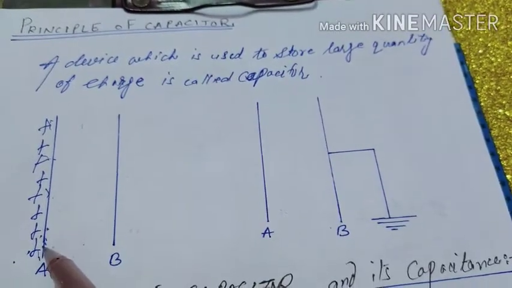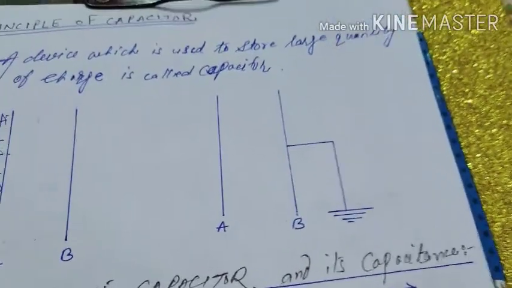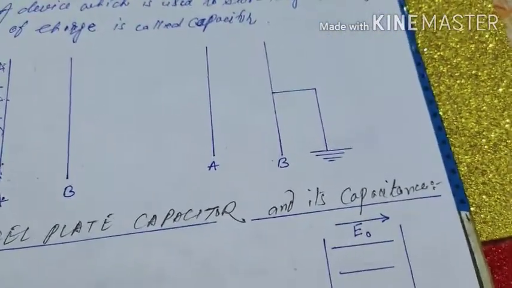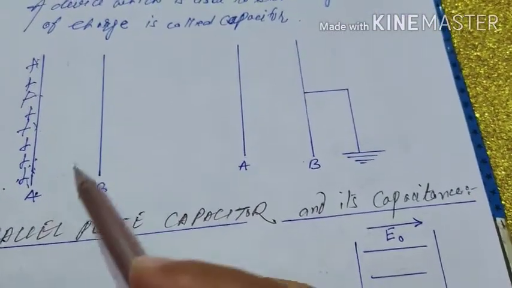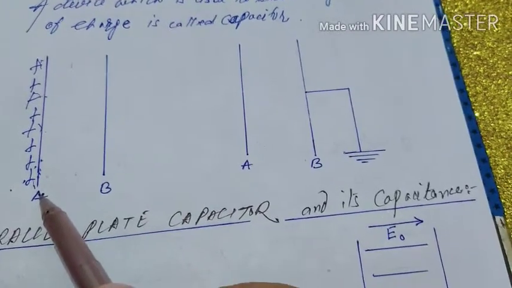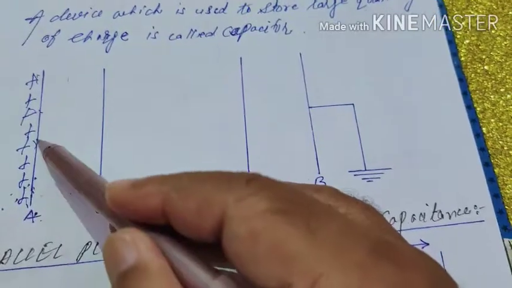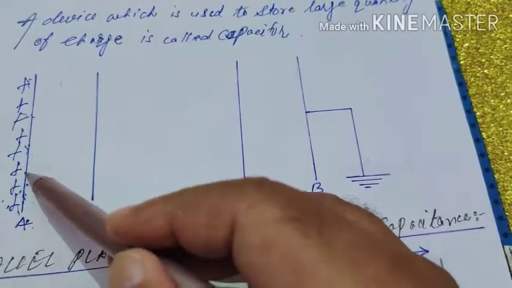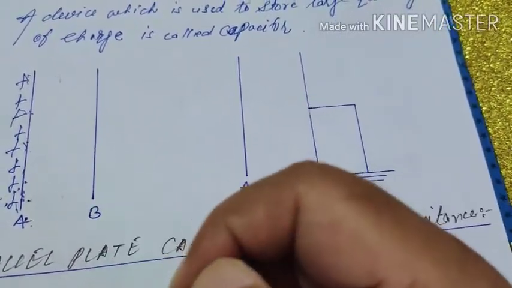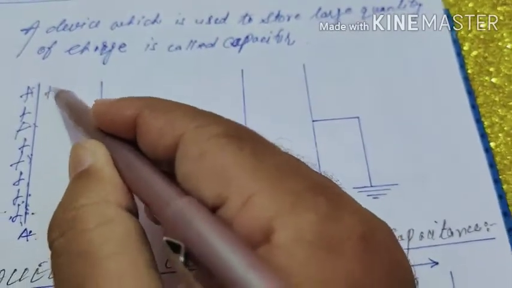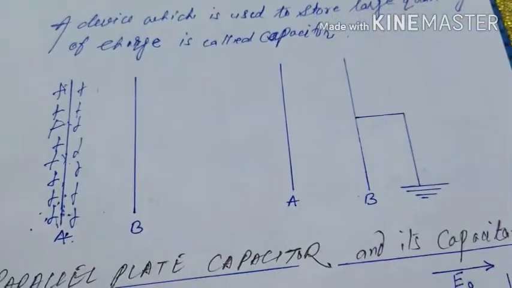How much charge is given to it? Maximum charge, whatever is its maximum ability. We know that when charge increases, potential increases. So I have given maximum charge to plate A so that its potential is maximum. Now if you supply more charge, it cannot store it; that charge will leak. So plate A is fully charged and its potential is maximum.